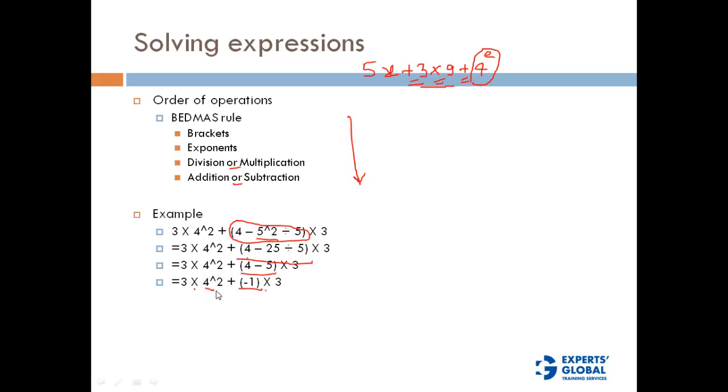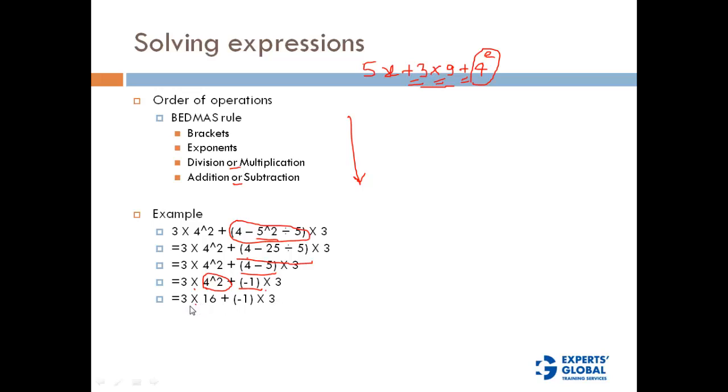But we'll also see that there is an exponent that we need to get rid of before we get into multiplication, division and other operations. So we will look at 4 raised to 2. 4 raised to 2 is 16. So this expression becomes 3 into 16 plus minus 1 into 3, right?